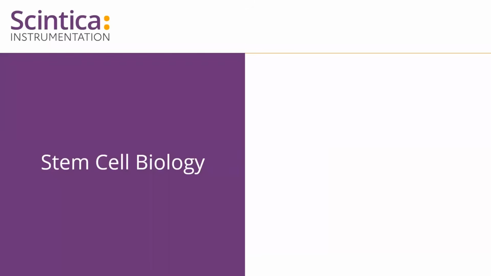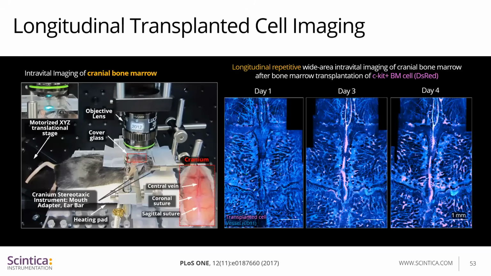Another application is in stem cell biology. For example, bone marrow transplantations, which are widely used in patients with blood disorders and cancers, can be studied using intravital imaging. You can do so in the bone marrow of long bones, such as the femur, for which there are also window chambers. But more commonly, the calvarial bone in the skull is used because it's easier to access. And there's plenty of bone marrow to be studied there as well.